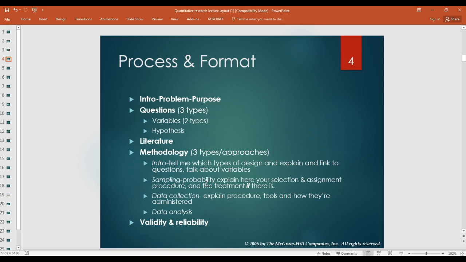And then the data collection: you're going to explain your procedure and the tools that you're going to choose. When you put the tools, please put them in subheadings under the subheading of data collection, so you'll have subcategories. Look at OWL Purdue to see how this is formatted. And then, how are you administering them?